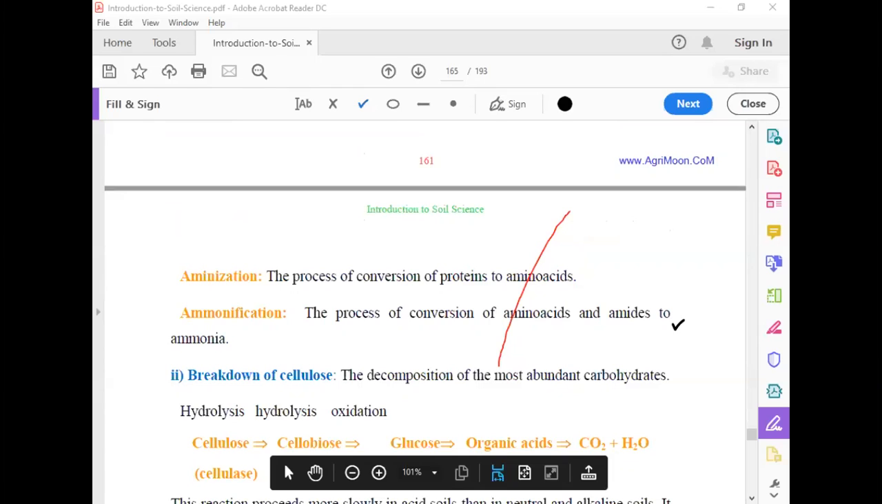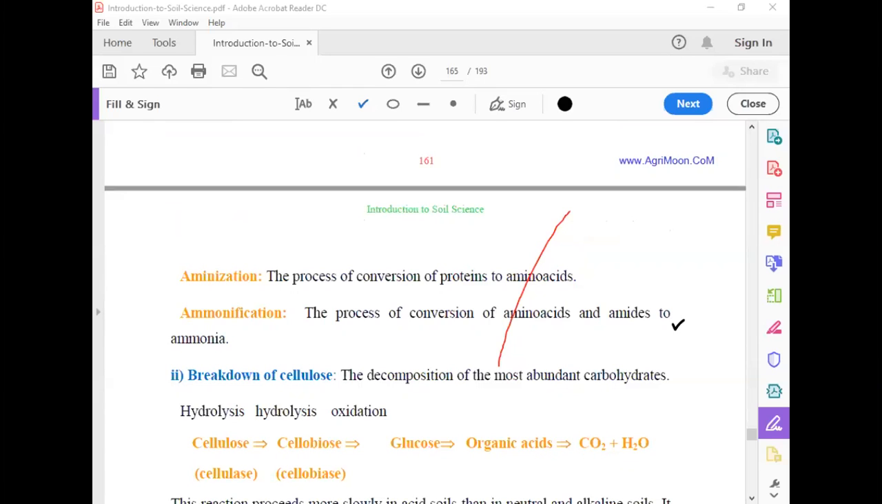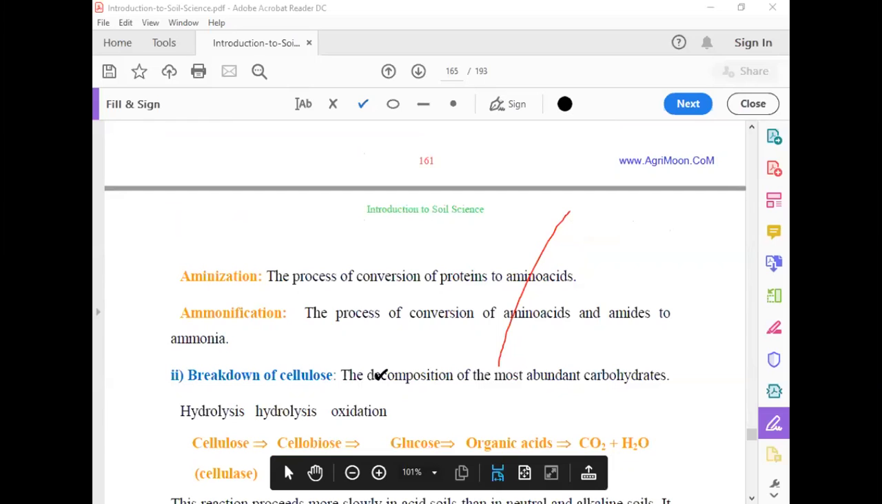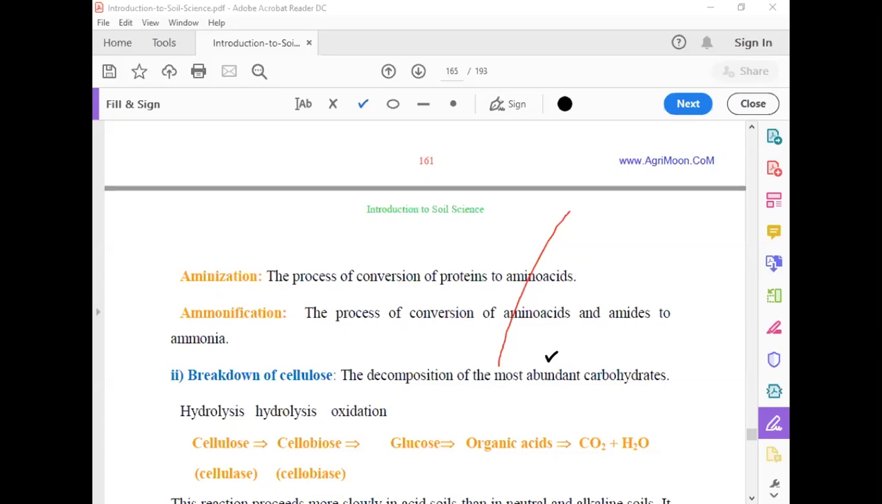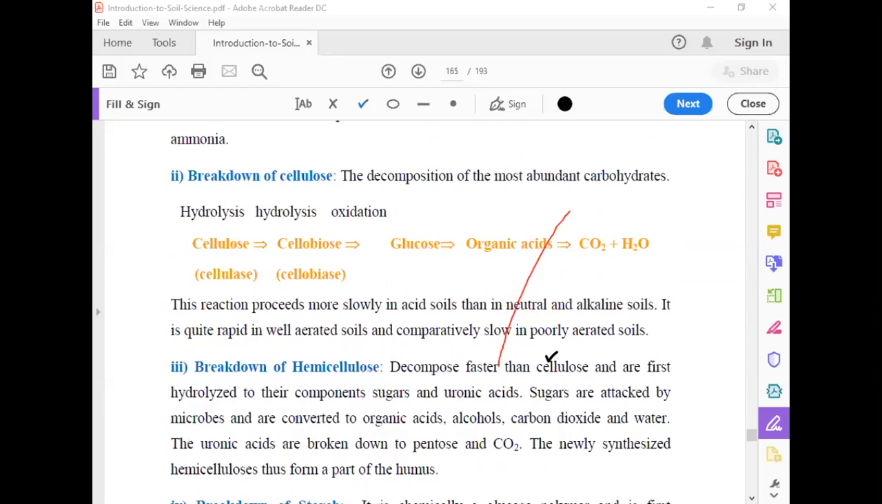The process of conversion of proteins into amino acids is called aminization. Then ammonification, the process of conversion of amino acids and amides to ammonia. Then later on the nitrification process, the conversion of nitrite to nitrate. Then second, breakdown of cellulose.